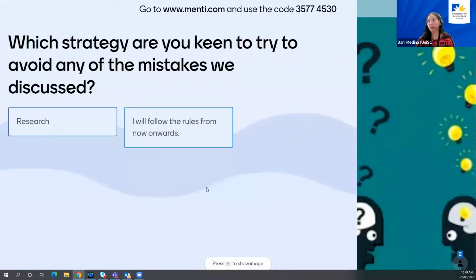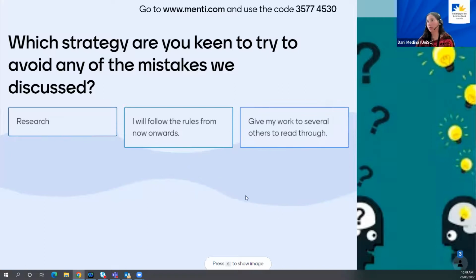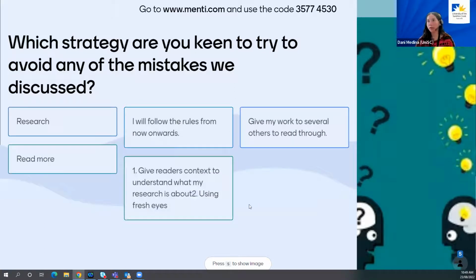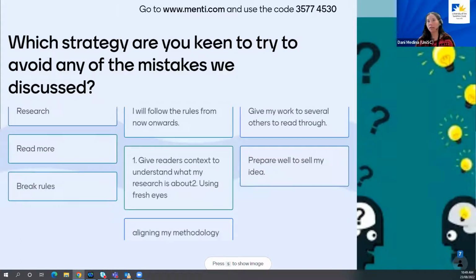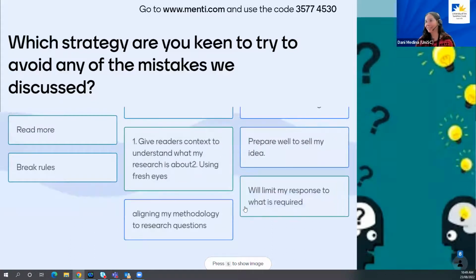Any other quick feedback of things you are going to implement with this research intent? Let's just wait for one more. Excellent. Read more, give reader context, prepare well to sell my idea, break rules. No, come on, guys, don't break any rules. Excellent. Aligning methodology to research question, it's a big one.